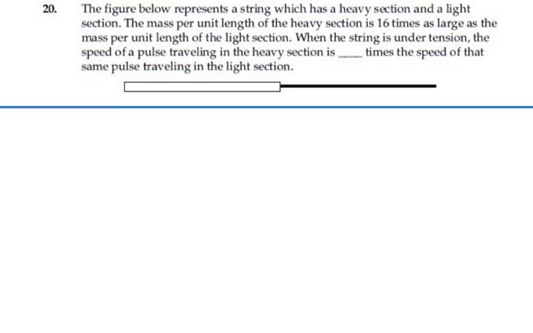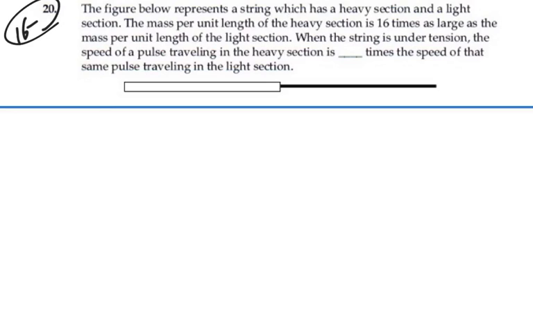Here's problem 1620. The figure below represents a string which has a heavy section and a light section. The mass per unit length of the heavy section is 16 times as large as the mass per unit length of the light section. When the string is under tension, the speed of a pulse traveling in the heavy section is blank times the speed of that same pulse traveling in the light section.